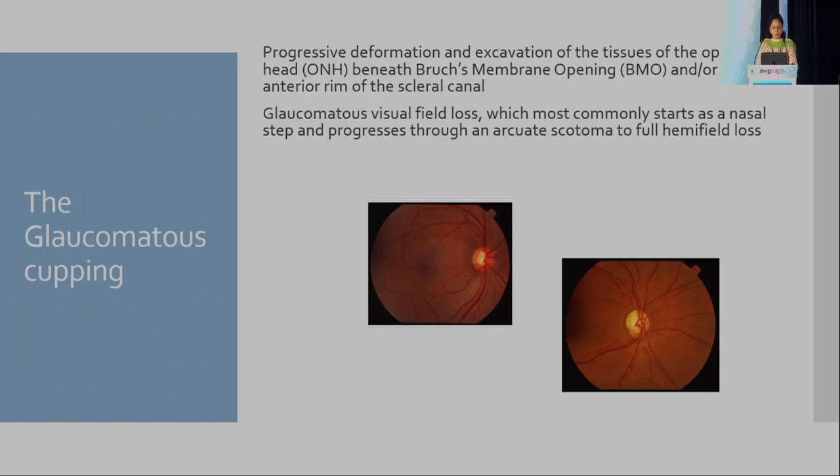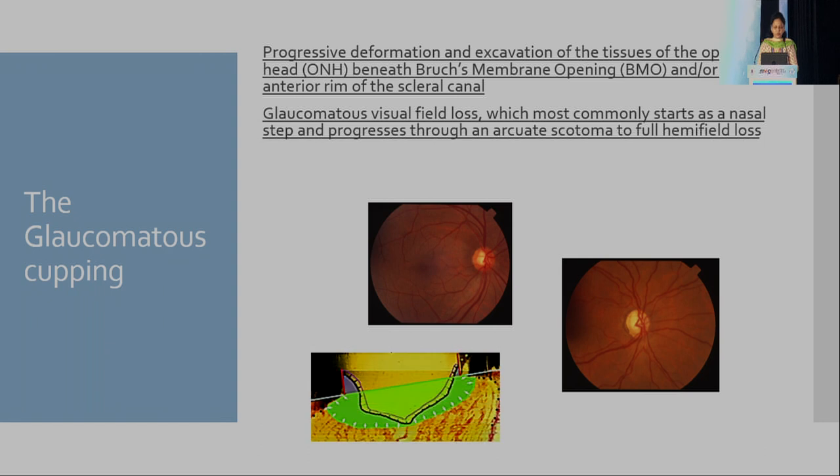So now, again, when we talk about the glaucomatous cupping, we can say that it is the progressive deformation and excavation of the tissues of the optic nerve head adjoining beneath the Bruch's membrane and the anterior rim of the scleral canal. That is, as we again see here, the anterior rim of the scleral canal and beneath the Bruch's membrane. This is actually what is happening in glaucomatous eyes.